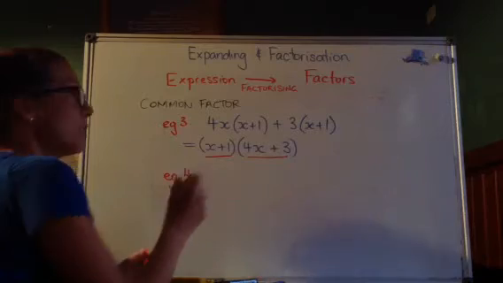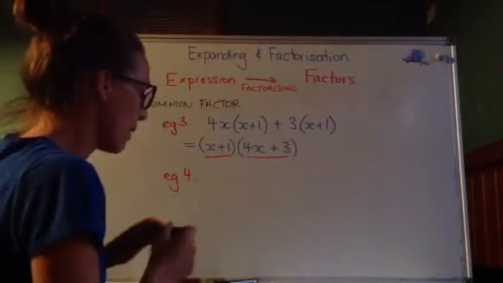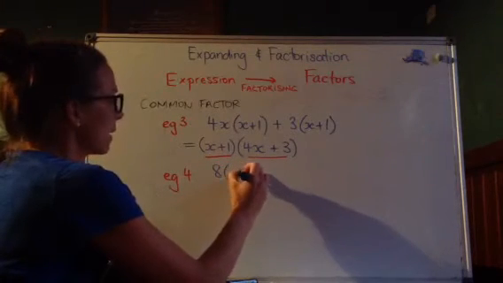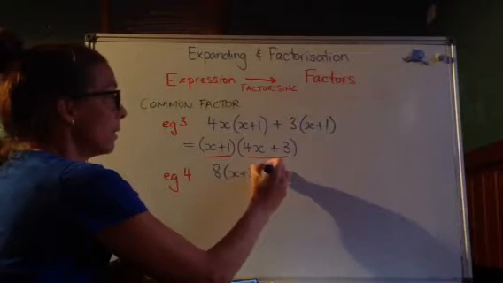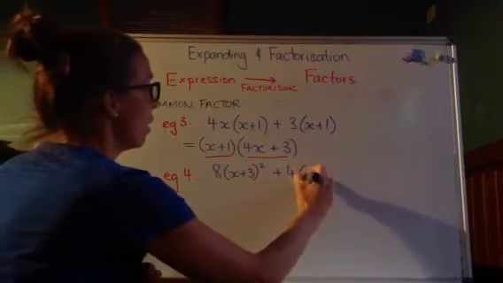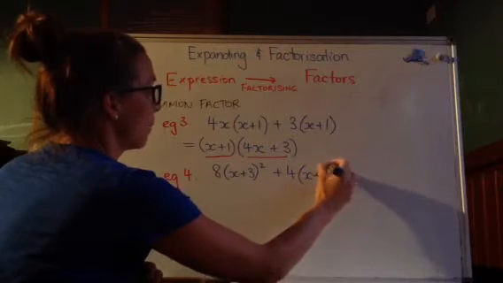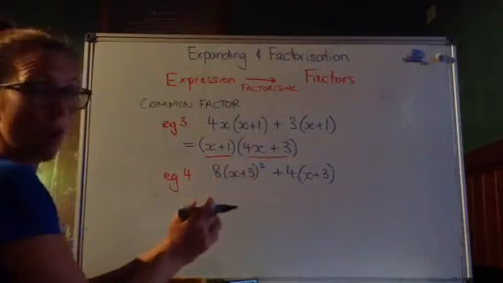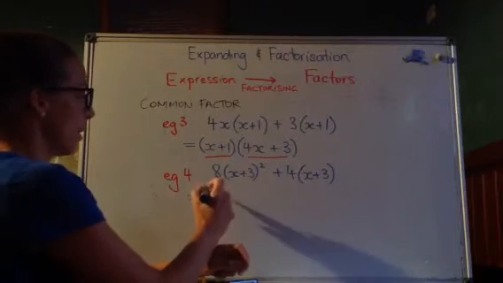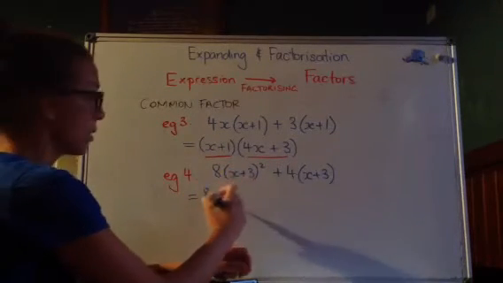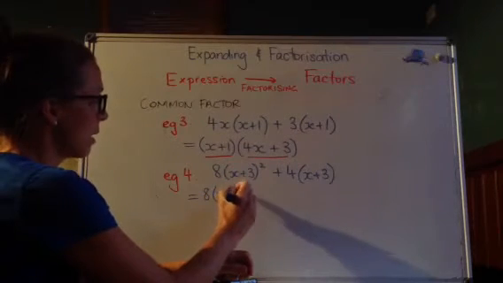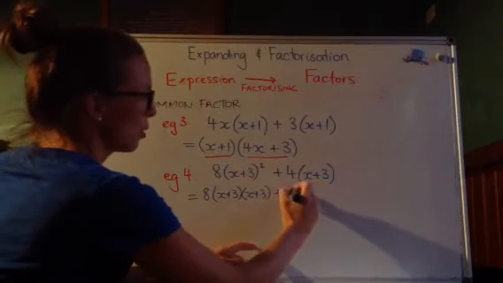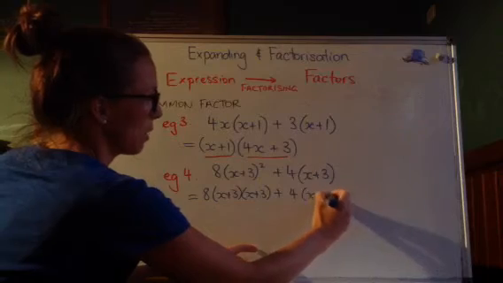Let's look at a slightly different example. Again, building on that, making it a bit more complicated. So let's take 8(x + 3) squared plus 4(x + 3). Okay, so we're going to have a look at this. For now, it might help you to write this first term slightly differently. (x + 3) squared is just the same as saying (x + 3) times by itself, (x + 3). And then the second term remains the same. No need to change that.